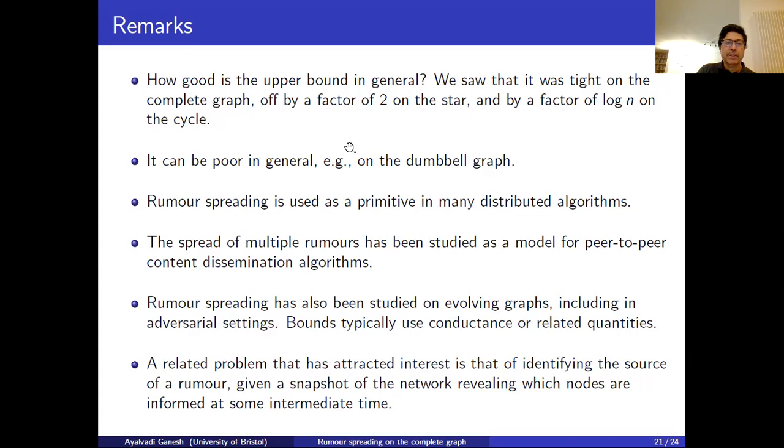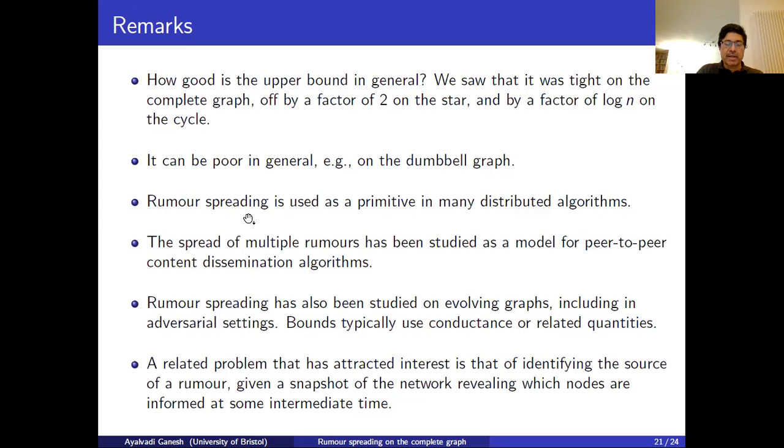I don't know what's the worst it can be, but it can be off by something proportional to n on the dumbbell graph. So the dumbbell graph is 2 complete graphs of size, let's say, a fraction of n vertices on each, and in between you have a long string of vertices. It can be a short string or a long string, and depending on that, you get different Rumour spreading times, and you can show that the bound is poor in this example.